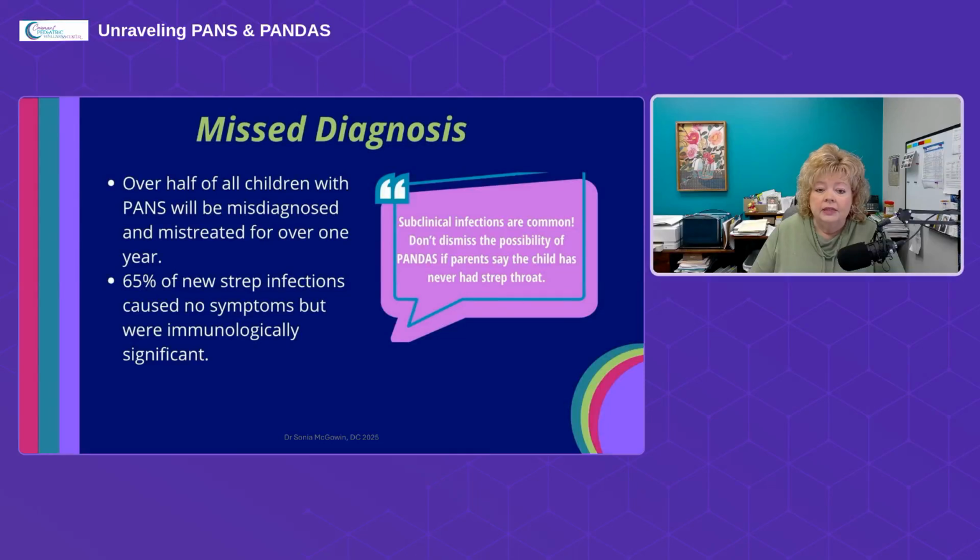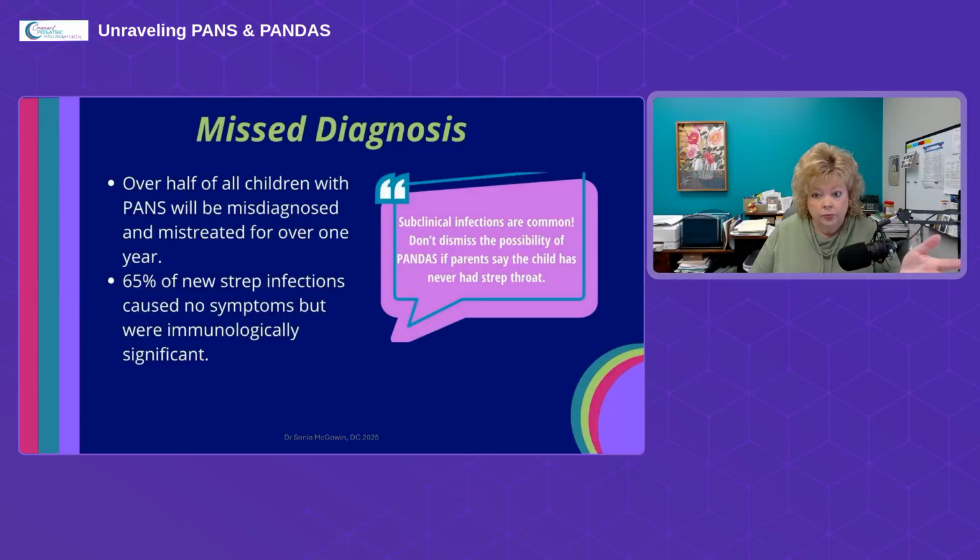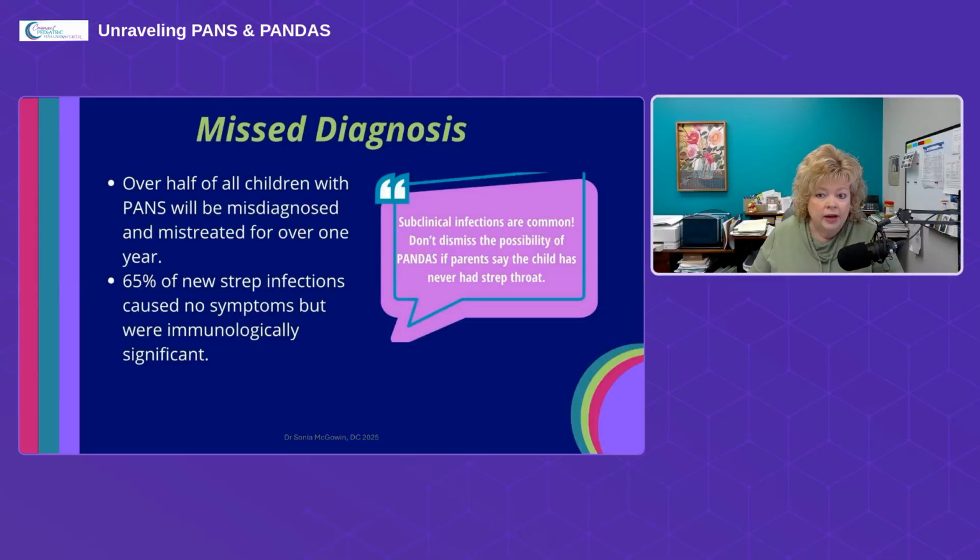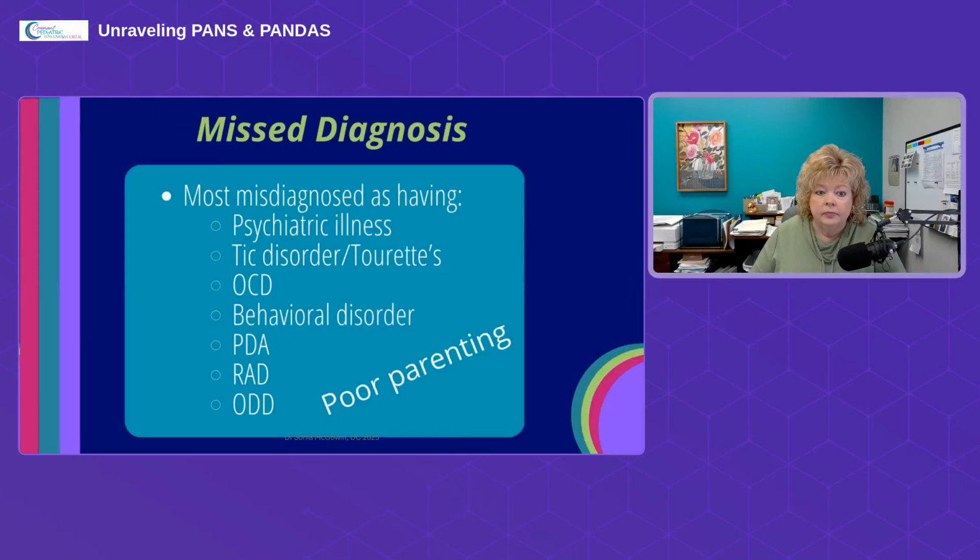So it's also really common for parents to tell us, when we say, "Hey, has your child ever had strep throat?" And they'll say no. And they're being honest. They literally have never had a strep diagnosis, but when we go in and look at the strep antibodies, they're through the roof. So what that means to me is they had what we call a subclinical infection. So no symptoms that led parents to seek treatment for their child, but it was immunologically significant.